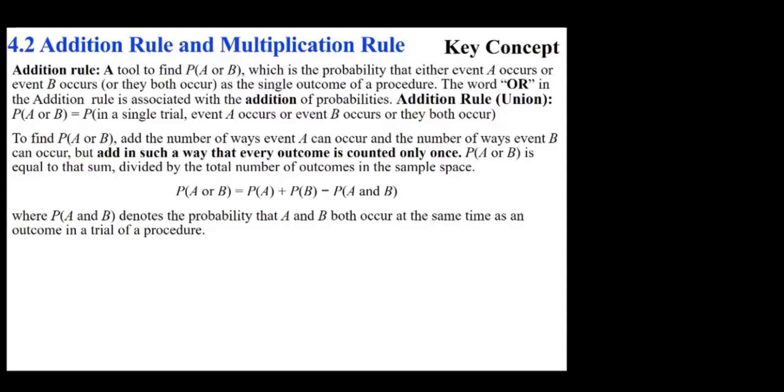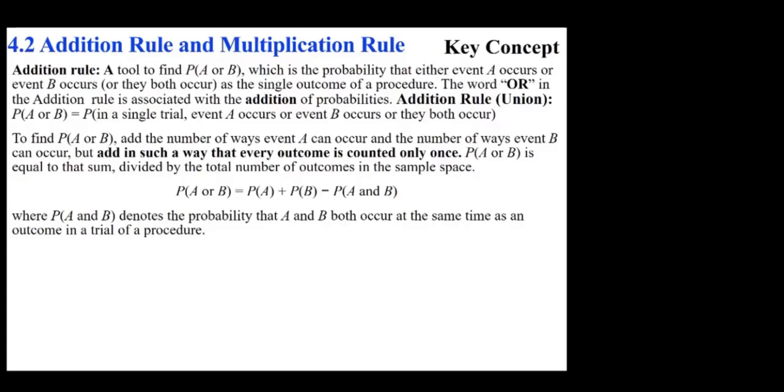So probability of A or B is the probability in a single trial that event A can occur or B or both of them. So to find probability of A or B, add the number of ways event A can occur and the number of ways B can occur, but add in such a way that every outcome is counted only once. In other words, if there are common outcomes, you have to take them out. And of course, you divide by the sample space.